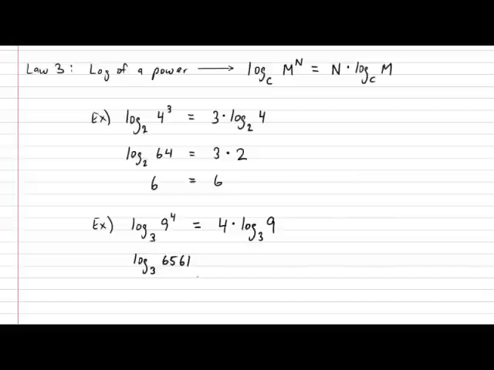And log base 3 of 6561 will equal 8, because 3 exponent 8 gives us back the 6561. Now let's prove that the right side will produce a result of 8 as well. The right side, we will get 4 multiplied by log base 3 of 9, which is equal to 2, because 3 squared gives us back the 9, and 4 times 2 does indeed give us 8.